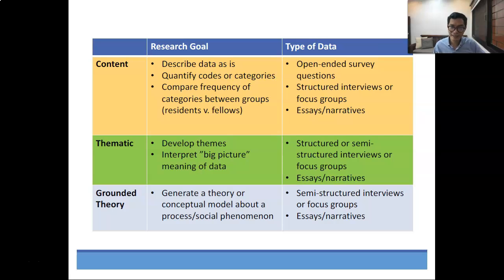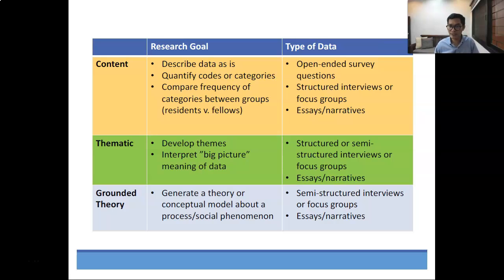For thematic analysis, if you want to develop themes or to interpret the big picture or meaning of the data, then go to thematic analysis as your approach. Looking at the types of data here, it's very similar to how you gather data in content analysis: interviews, essays, even narratives, and even FGDs also.